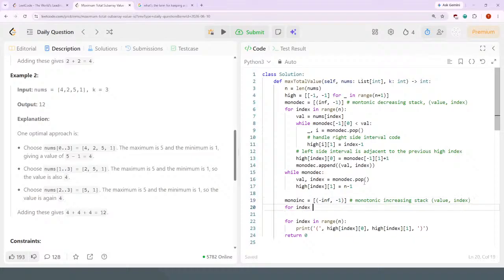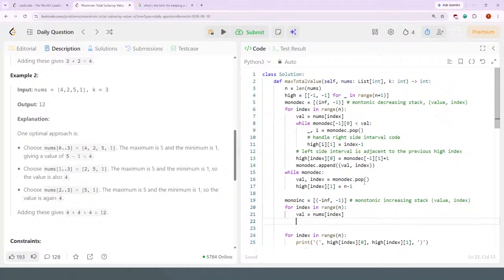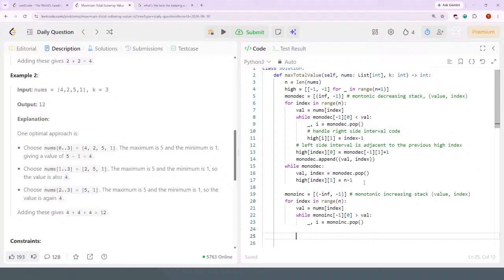for every index in range n. Values, nums at this index, while the monotonic increasing last value is bigger than, pop. And then this should handle the left side. I'll figure that out afterwards. And the low interval.